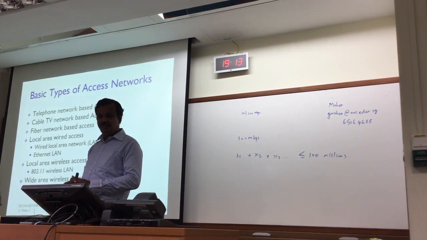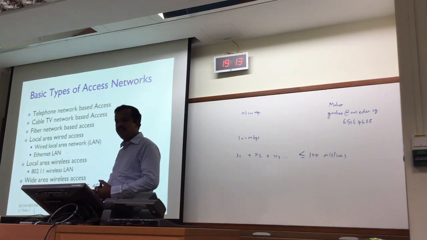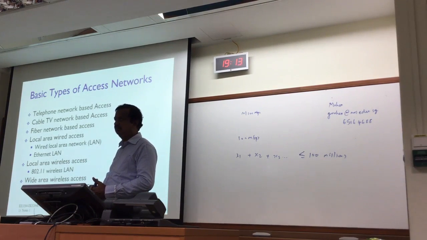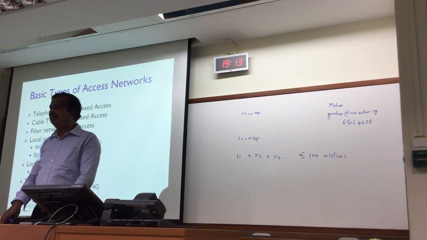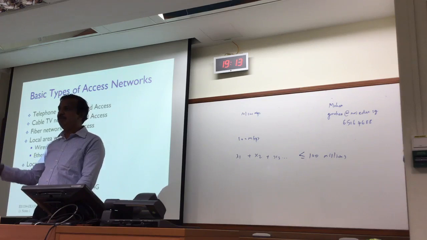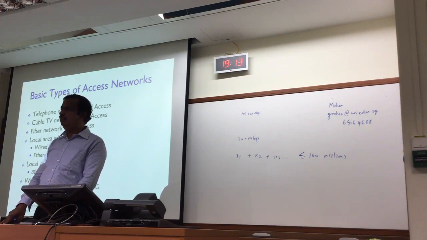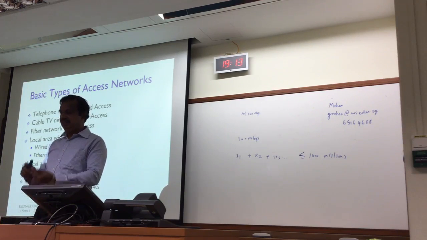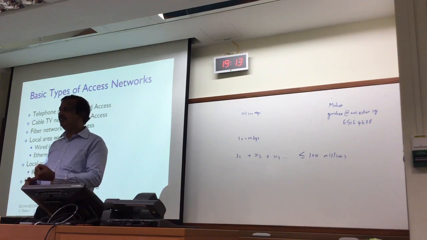There are 5 basic types. 1, telephone line based or network based access network. So you can subscribe to Singtel, okay? So they give you what is called, I'm not talking about the fiber broadband, but ADSL. Okay, you have ADSL. So you take any country, the telephone network service providers, they provide broadband service. Is that fine? It's a residential broadband service.